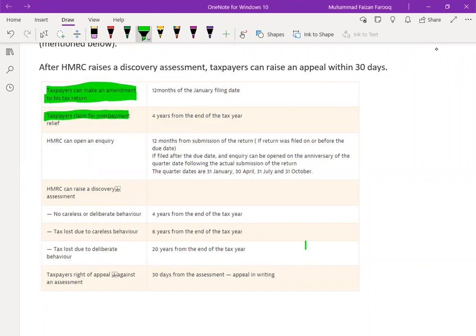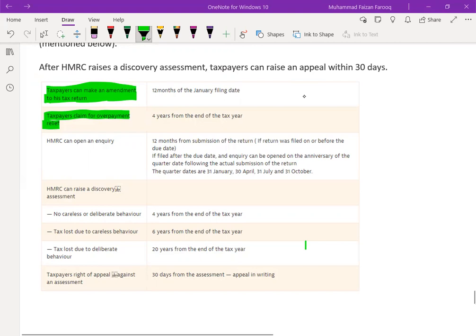If you pay over tax, if you come to know that you paid extra tax to HMRC, you can reclaim it from HMRC. For that, you have 4 years from the end of tax year. In order to reclaim the overpaid tax from HMRC, you have only 4 years to do so. Otherwise, your overpaid tax will be their income.